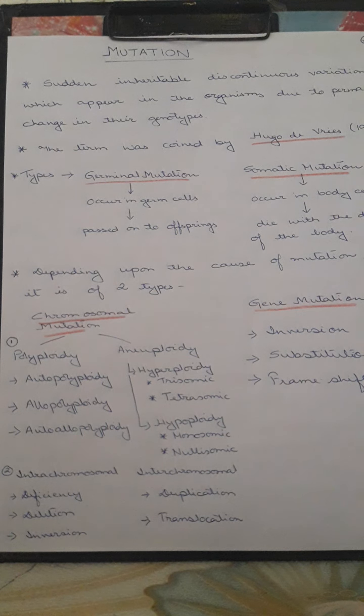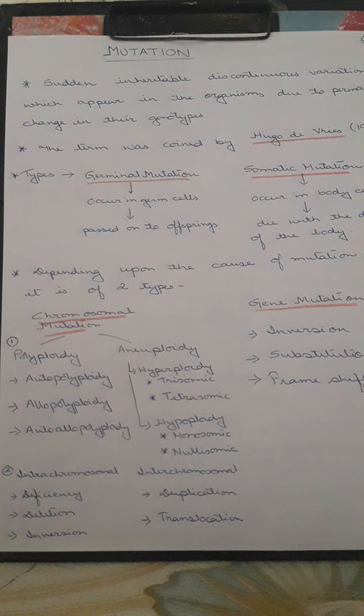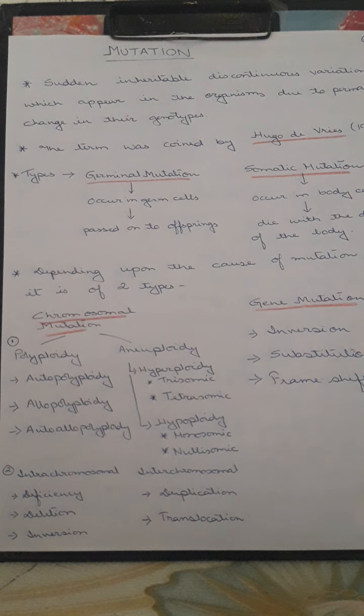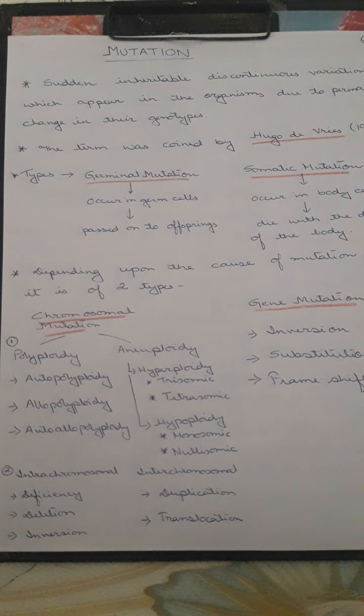The germinal mutation occurs in germ cells, meaning the reproductive cells, and they are passed on from one generation to the next. That is, the parents transfer these germinal cells to the offspring, so this mutation is transmitted. But the somatic mutation occurs in the body cells. When the organism dies, these changes also die. So somatic mutation is not inherited, whereas germinal mutation is inherited.